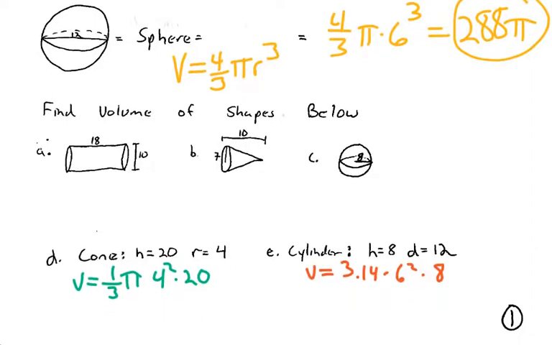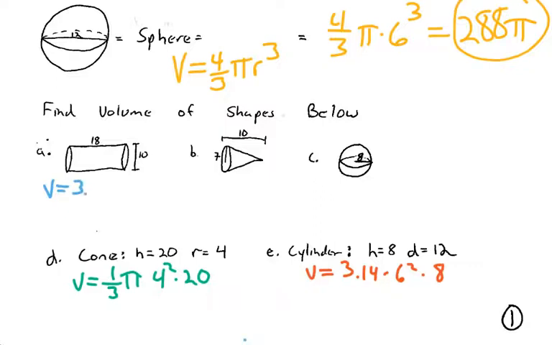Okay, let's take a look at the next section. So I want to find the volume of these three shapes below. Again, here's the cylinder. The formula is up at the top of the page. So let's go ahead and do this one. Find the volume. Volume is going to be pi. So I'm going to use 3.14 this time.